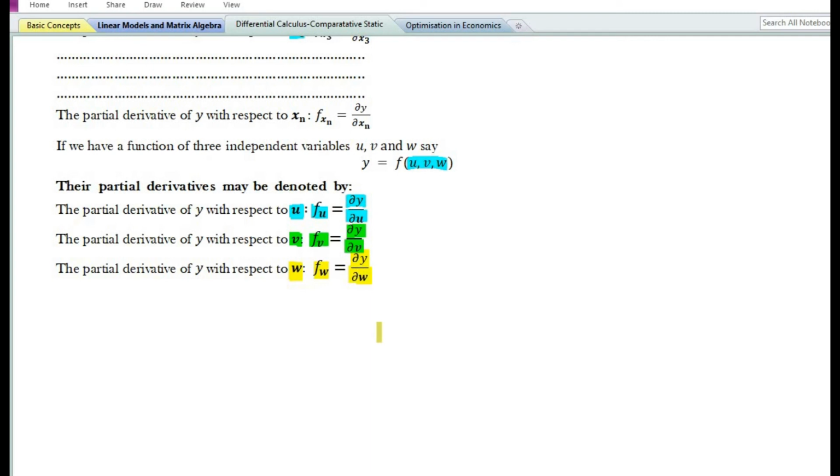Please remember that if y is a function of several independent variables, if we take the partial derivative of y with respect to a particular independent variable, the other independent variables in the function must be held constant. That is, they must be treated as constant. So if we take the partial derivative of y with respect to u, v and w are treated as constant. Again, if we take the partial derivative of y with respect to v, then u and w are treated as constant. Similarly, if we take the partial derivative of y with respect to w, then u and v are treated as constant.